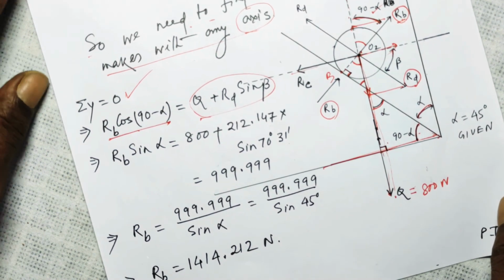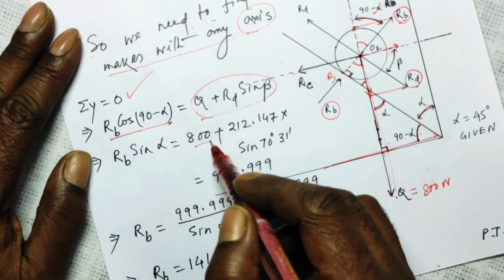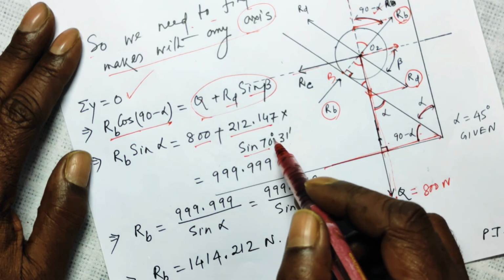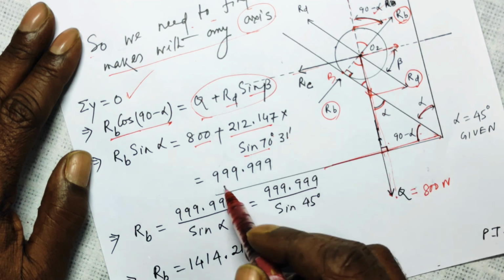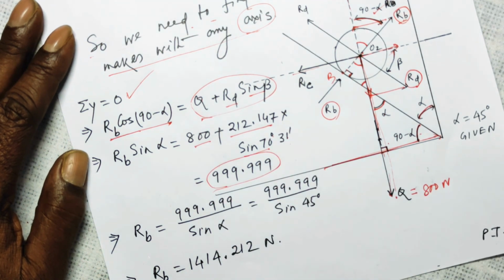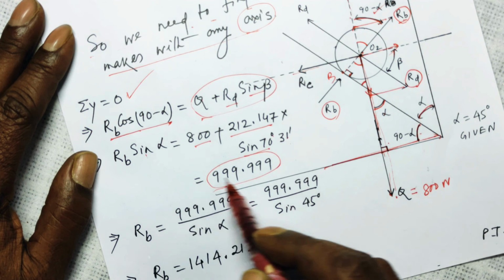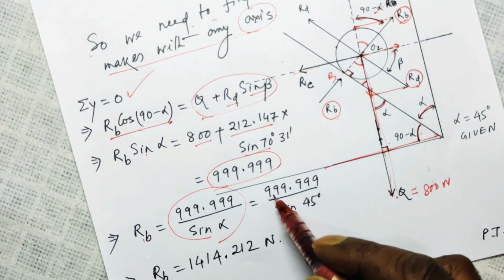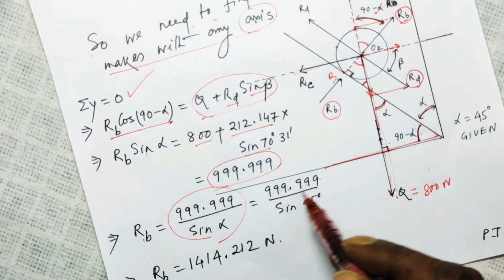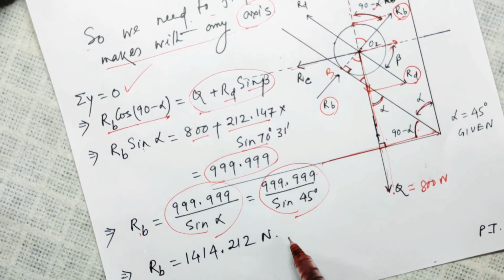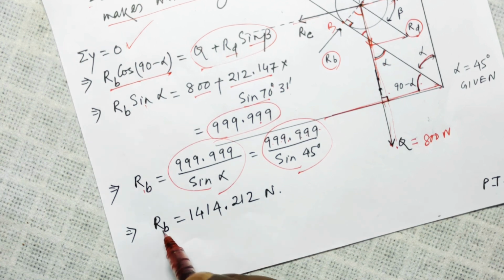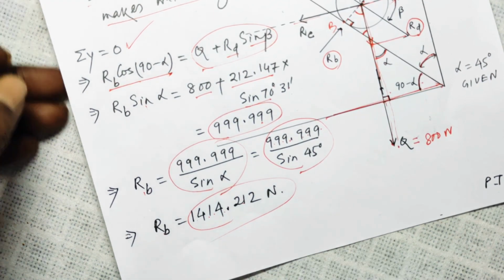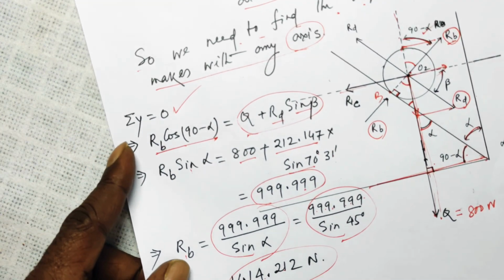Now put the values. Q, RD was found out, sine of 70 degree 31 minutes, because that was beta. This exactly comes out to be this. So sine alpha goes to the other side, it will be divided. So your RB becomes 999.999 over sine 45. Put it in a scientific calculator. This comes out to be RB is equal to 1414.212 Newton. So we have applied sigma y is equal to 0.